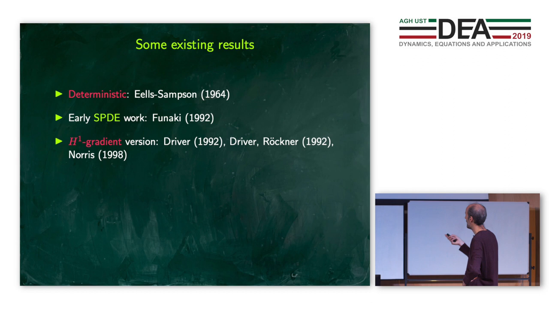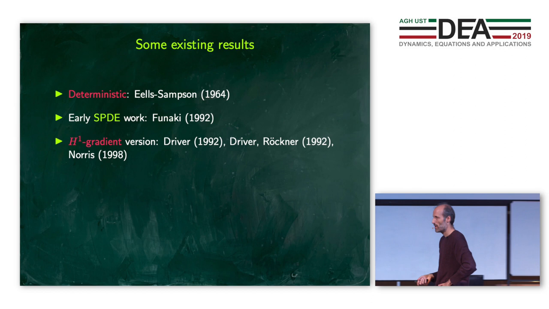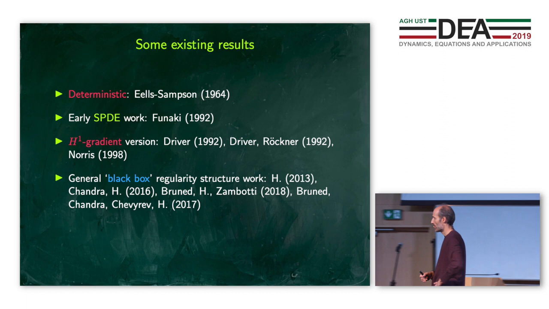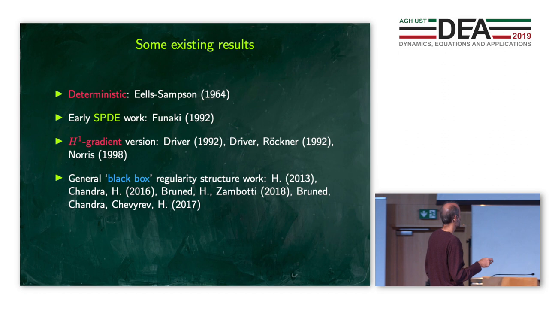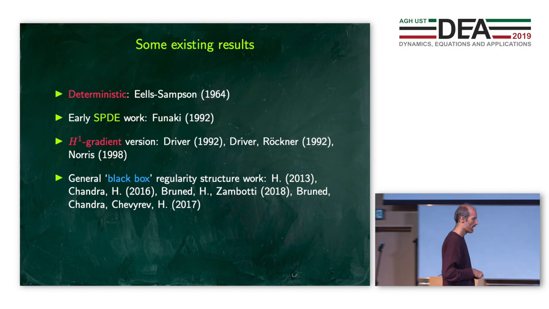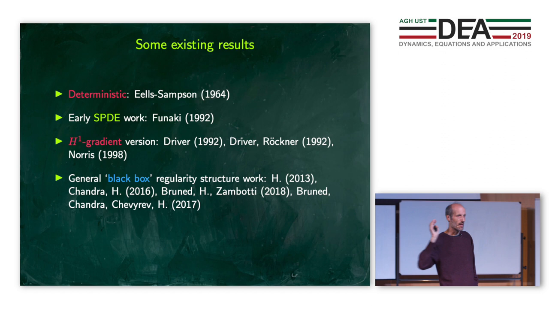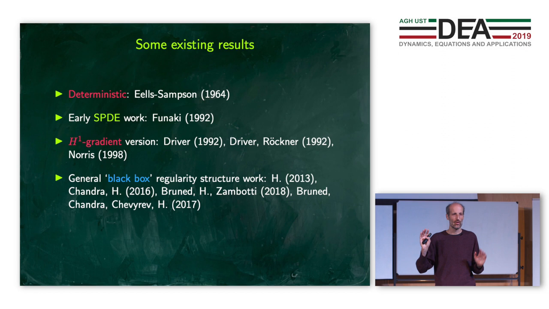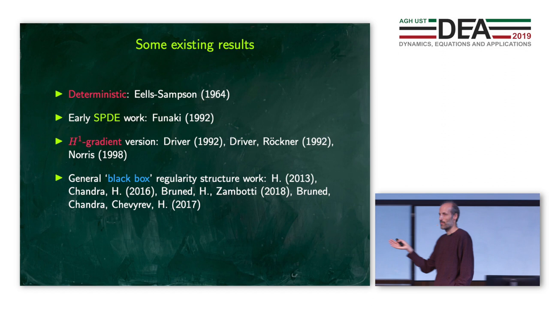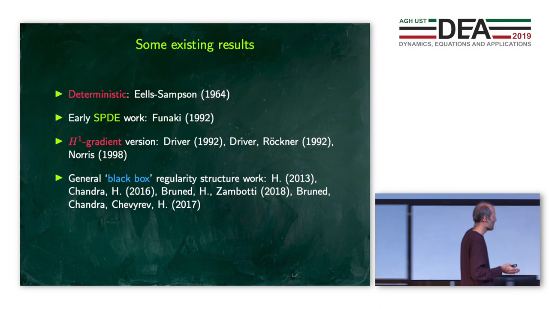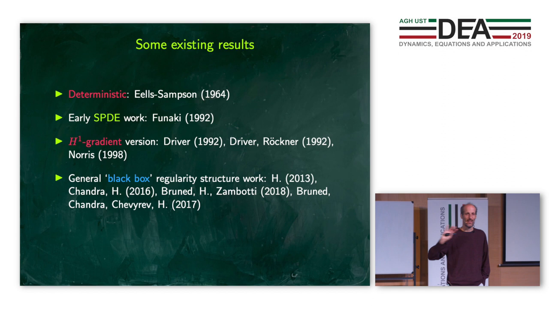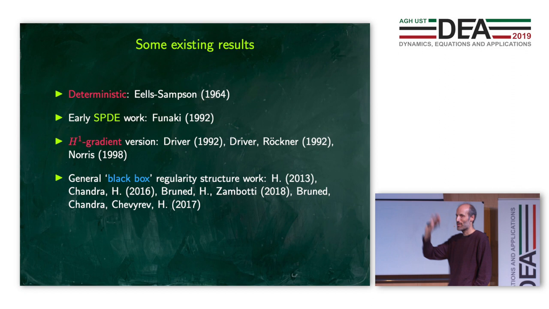Then the analogous evolution was built in the 90s by a number of people. And now there's a general black box type theory, which I've developed over the last 6 years with a number of co-authors. This black box theory is precisely designed to deal with equations of that type. In principle, the black box theory just gives you a notion of solution. But of course, if that was all there was to say, then the talk would finish now and there wouldn't be anything interesting to say. So we'll see in a second that there is a subtlety. Even though this theory gives you notions of solution, in this particular case it's not satisfactory, and you want to know more.